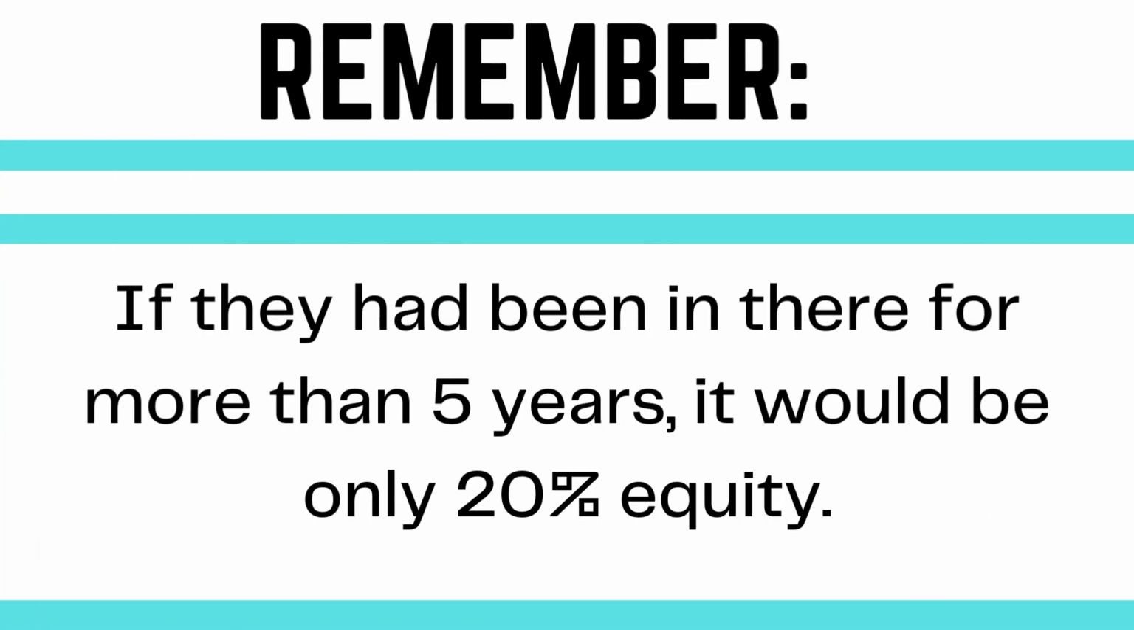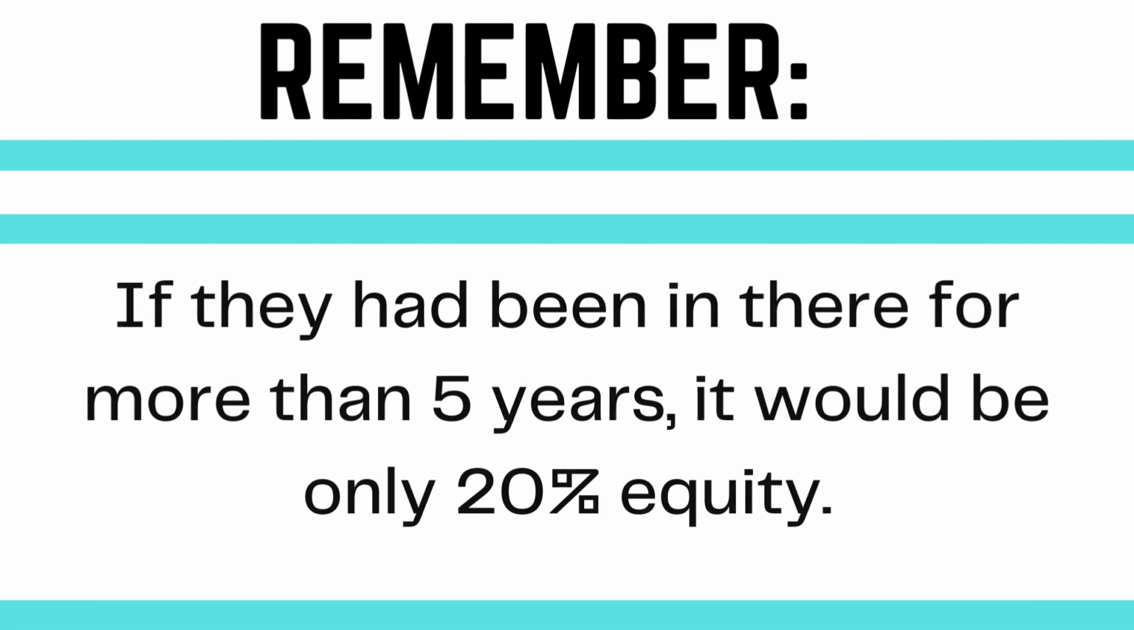So they can call up the servicer and say, hey, we believe we can get our PMI removed. We've been in the loan longer than 2 years, and our home's appreciated. We should have at least 25% equity in the home. Remember that if they had been in there over 5 years, then it's only 20% equity.